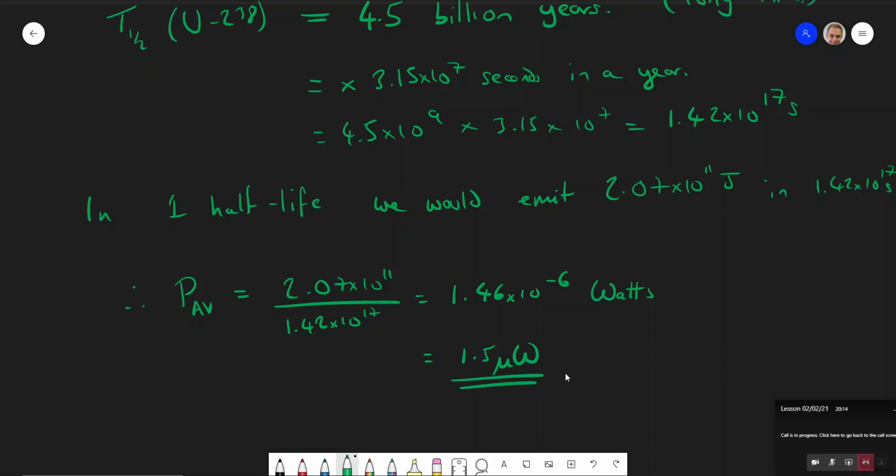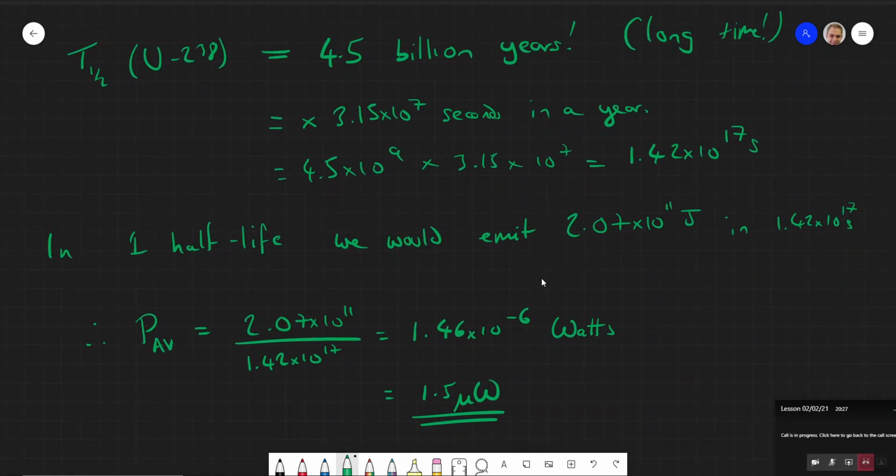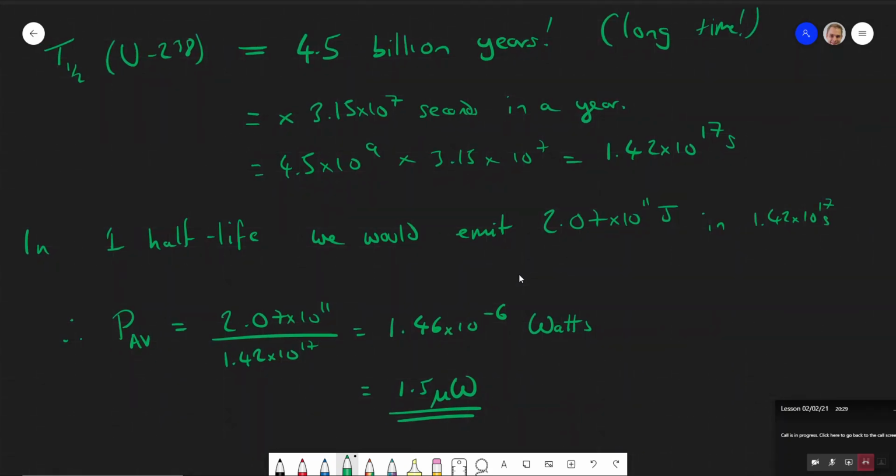So on a scale of us, alpha decay isn't a useful power source. But on a particle scale, these are big energies. For an individual particle, this is a lot of energy. It's a lot of energy from an alpha decay. It's a lot of energy for your DNA somehow to deal with. No way it can deal with it. But it's not useful as a power source.